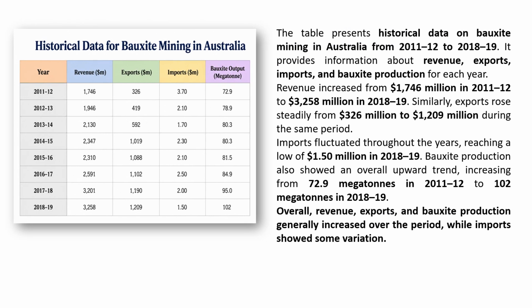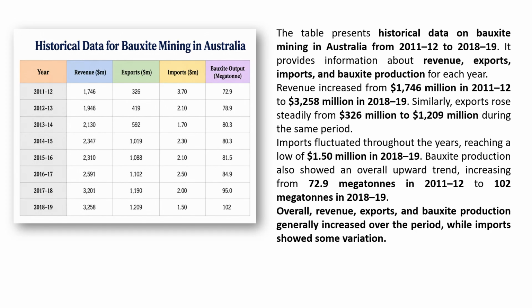The table presents historical data on bauxite mining in Australia from 2011-12 to 2018-19. It provides information about revenue, exports, imports, and bauxite production for each year. Revenue increased from $1,746 million in 2011-12 to $3,258 million in 2018-19.